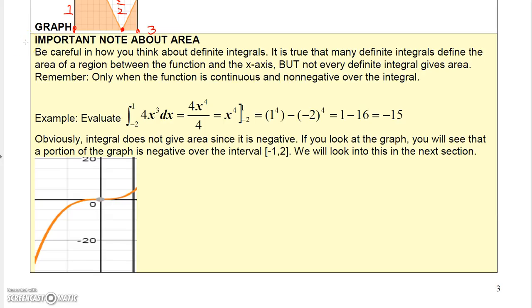Okay, freeze the video here and read my comments on what you have to be careful with when you think about definite integrals. It has to do with area. I'm going to pick up on the next video and show you some properties of integrals.